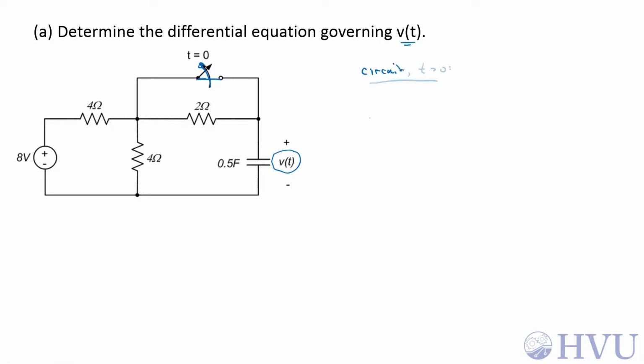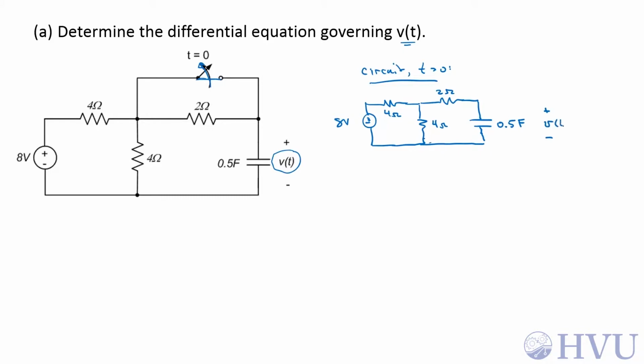So we have our 8-volt source, 4 ohm resistor, another 4 ohm resistor, 2 ohm resistor, and our capacitor. And here is the voltage we want, V of t. This switch is an open circuit, so it doesn't affect anything in this circuit for t greater than 0. Now, I'm going to need the voltage current characteristics for the capacitor, so let's label this current, positive current entering the positive voltage terminal. It's 0.5 dV by dt.